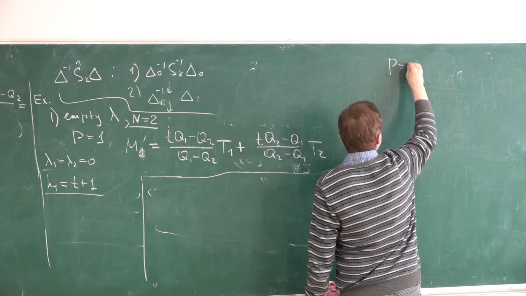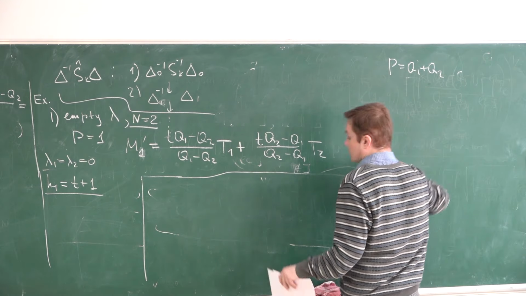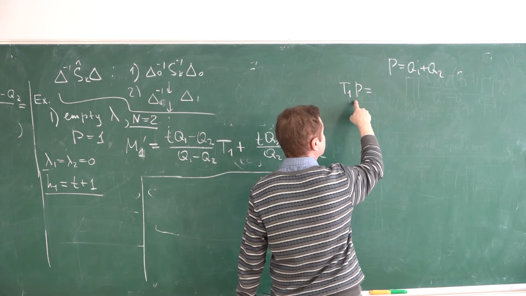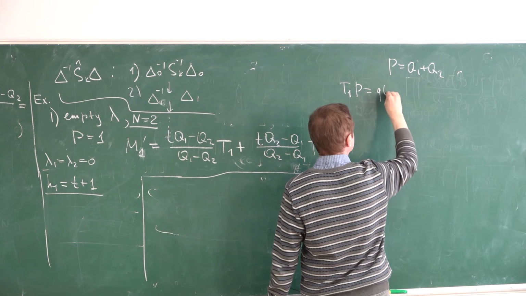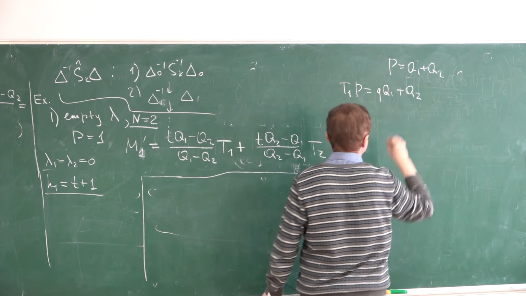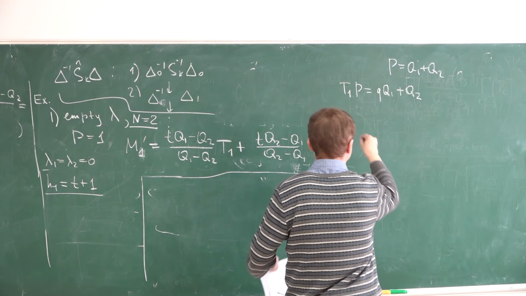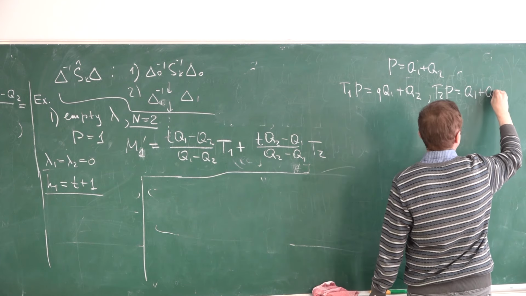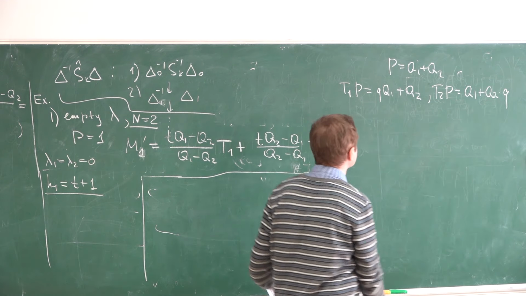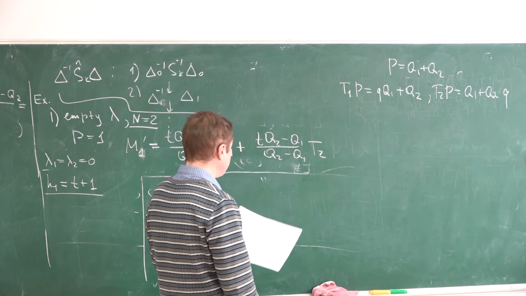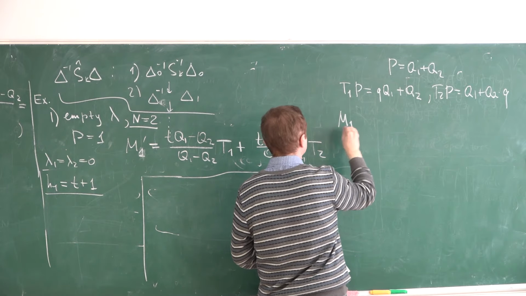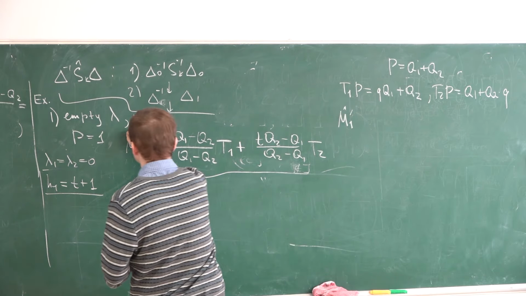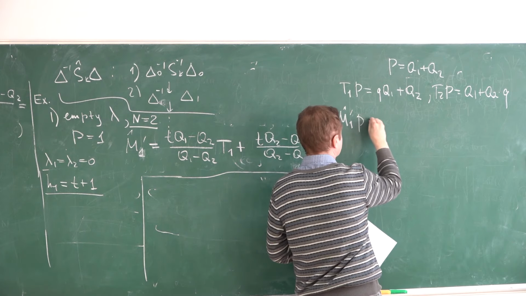We have this polynomial now. The action of T1 on this polynomial multiplies this Q1 by small q, yes? Similarly, the action of T2 on this polynomial is given by Q1 plus Q2 multiplied by small q. Okay? Now we act by this operator, M1 prime, on this polynomial, and see what we obtain.